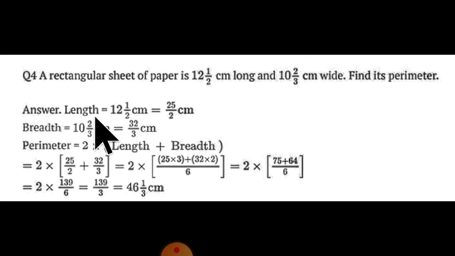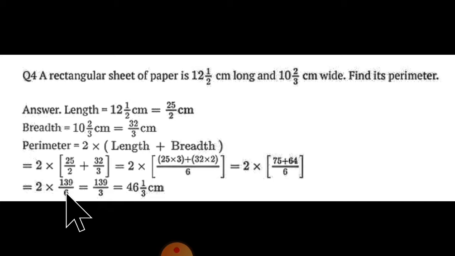And breadth is given 10 integer 2 upon 3 cm. So 10 threes are 30 plus 2, 32 upon 3 cm. Now perimeter is 2 into length plus breadth. So 2 into 25 upon 2 plus 32 upon 3 cm equal to 2 into, you will cross multiply, 25 into 3 plus 32 into 2 upon 6 is equal to 2 into 75 plus 64 upon 6 equal to 2 into 139 upon 6 is equal to 139 upon 3.